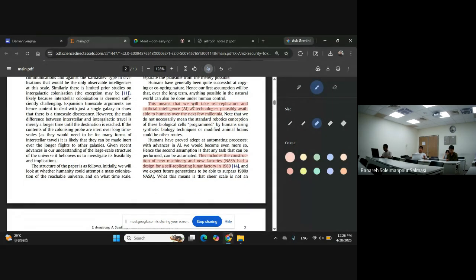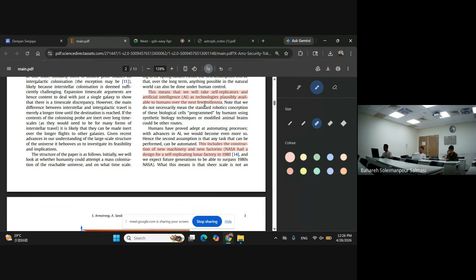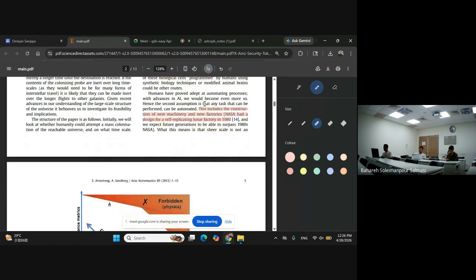So to colonize from one galaxy to another galaxy, or from one star to another star, the aliens should create self-replicators or probes. Here they also mention that to make self-replicators, the aliens should use AI, like Betty mentioned. Betty always mentions AI, so maybe Betty is interested in this. So AI is a technology that may be plausible for humans or aliens over the next few millennia.